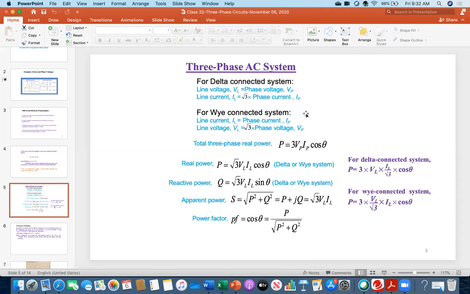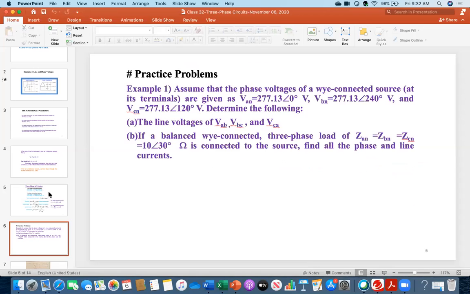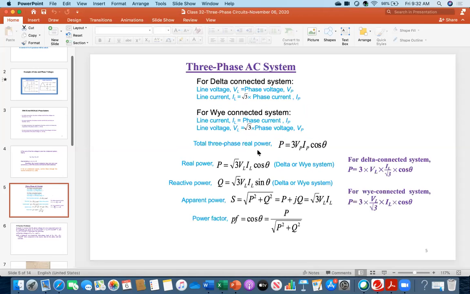And then now come back. This is the voltage current relationship. What about the power? Everybody see what I have written first: total three phase real power. You remember the real power and reactive power that we have learned in the case of the single phase system. So what formula did we use? We used VI cos theta, right? And we used VI sin theta to represent reactive power.